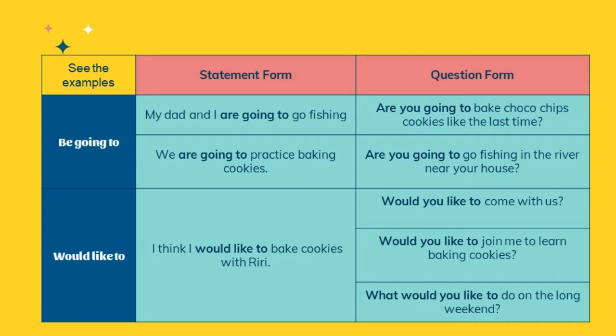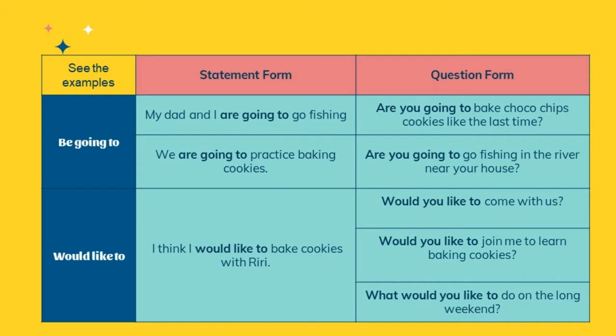Here, in the statement form of be going to, we have two sentences. The first one is, my dad and I are going to go fishing. And the second one is, we are going to practice baking cookies. And in the statement form of would like to, we have one sentence, which is, I think I would like to bake cookies with Riri.